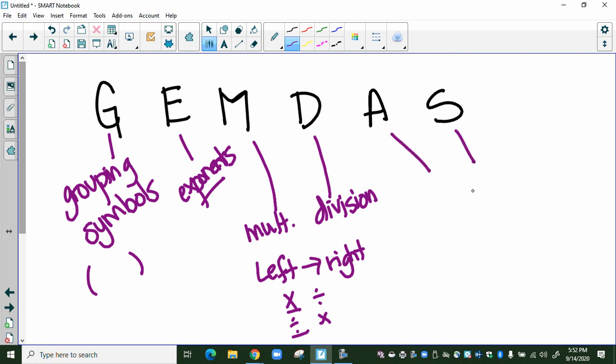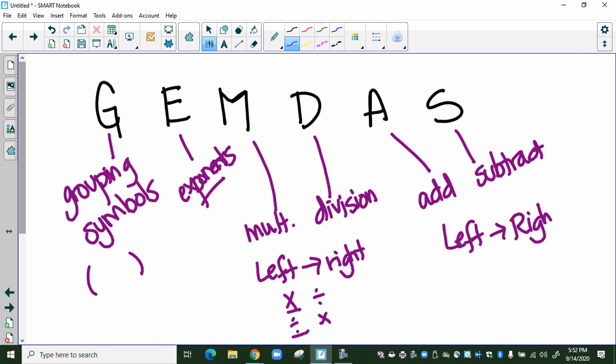And then how about A and S? If you said addition and subtraction, you are right. And again, they have to be done from left to right. A lot of kids think that just because the M is first in GEMDAS means you always multiply first. Not true. A lot of kids think because the A comes before the S in GEMDAS, that means that you always add first. But again, not true. If it's add and then subtract, you would add first. If it's subtract and then add, you would subtract first. It's always going from left to right.